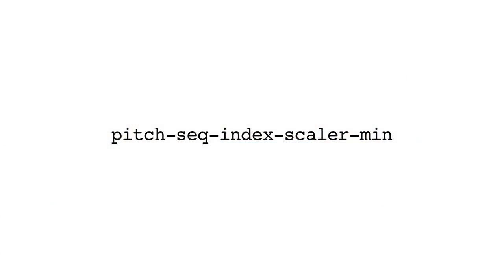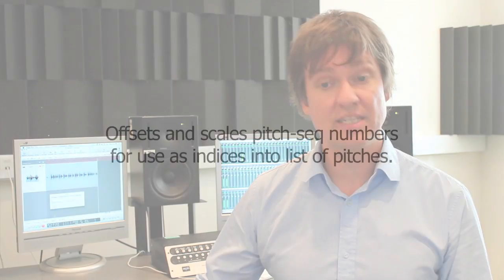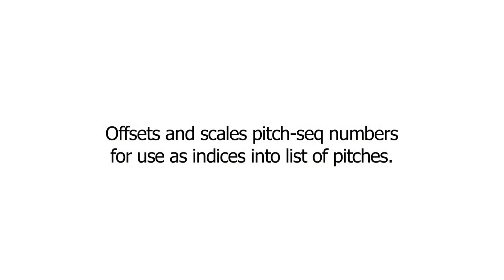The number of pitches that we consider to be enough before adding pitches from other players is determined by the pitch seek index scalar min argument, and this is 0.5 by default, but it's also a Slippery Chicken slot, so you can change that if you want to. At this point, the pitch sequence numbers need to be offset and scaled before they can be used as indices into the available pitches. So there's a minimum scalar that's acceptable as just described, and anything below this would result in more notes being added.